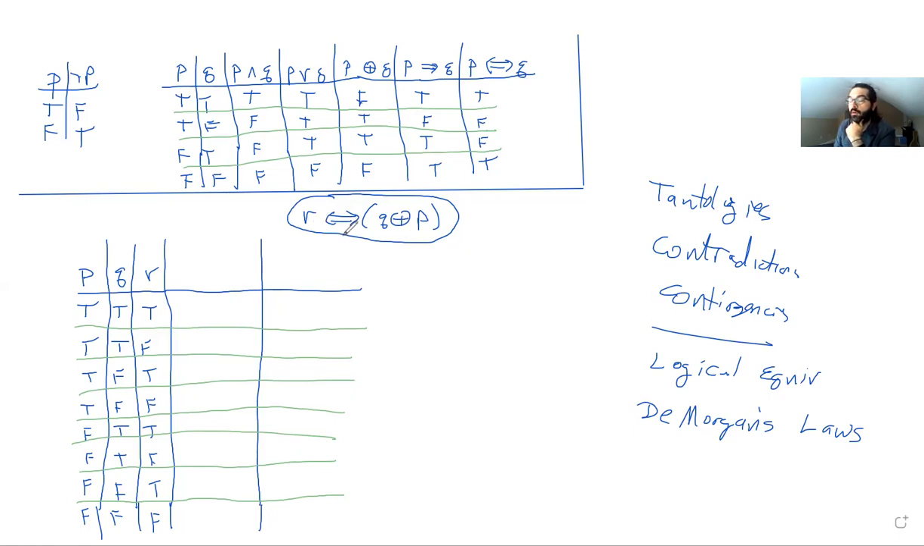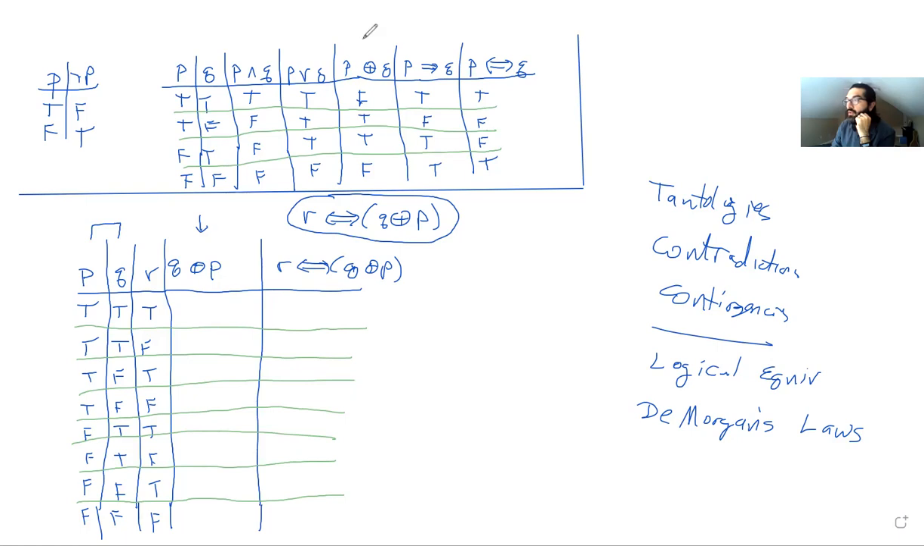So remembering that we have to work from smallest to largest, we start out with P, Q, and R. The next largest thing we have would be Q XOR P, and then it's everything after that. That's the next largest one, R if and only if Q XOR P. So we are going to do this one first, Q XOR P. So that means we are looking at these 2 columns.